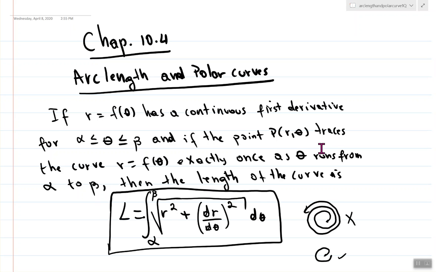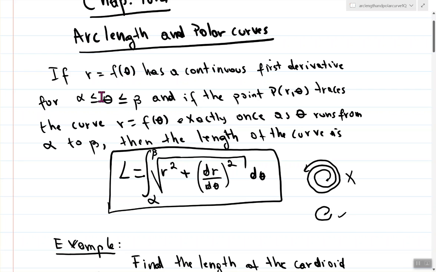Hello, this is Chapter 7, Section 4, Arclength and Polar Curves. So we know from pre-calculus that a polar curve is always represented by the equation r equals f of theta, where theta is bounded by alpha and beta. So a polar equation is always written as r equals f of theta.